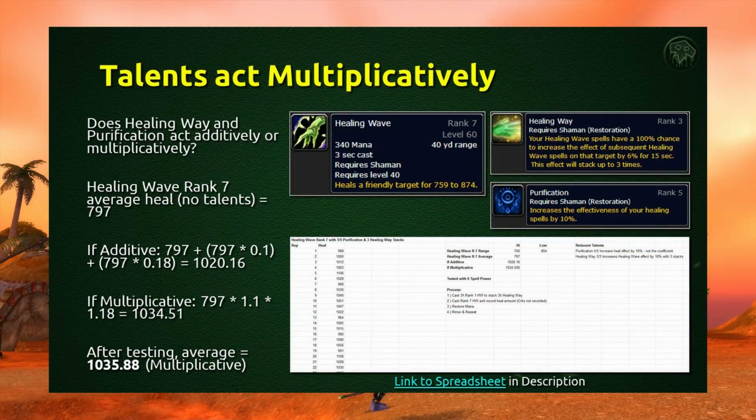Now let's move into something else with talents. Talents act multiplicatively. So the question we had, Osgar and I, for development of the downranking tool, was whether Healing Way and Purification act additively or multiplicatively. As you know, Healing Way with 3 stacks increases the effectiveness of Healing Wave by 18%, and Purification increases the effectiveness of all heals by 10%. So is it 10 plus 18, or is it 10 times 18?